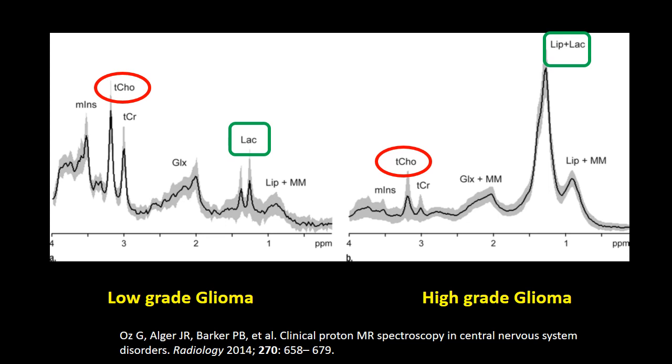In case of high-grade glioma, the lipid lactate peak can be explained due to the central necrosis. However, low-grade gliomas usually do not show any significant necrosis, and this lactate peak can be explained due to hypoxia and shift to anaerobic glycolysis.